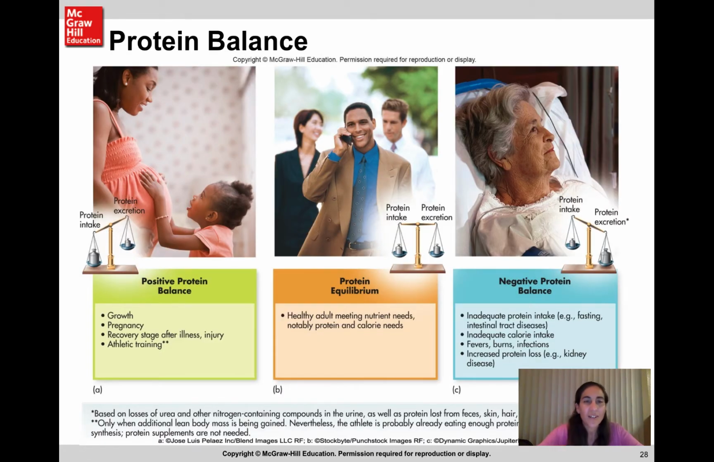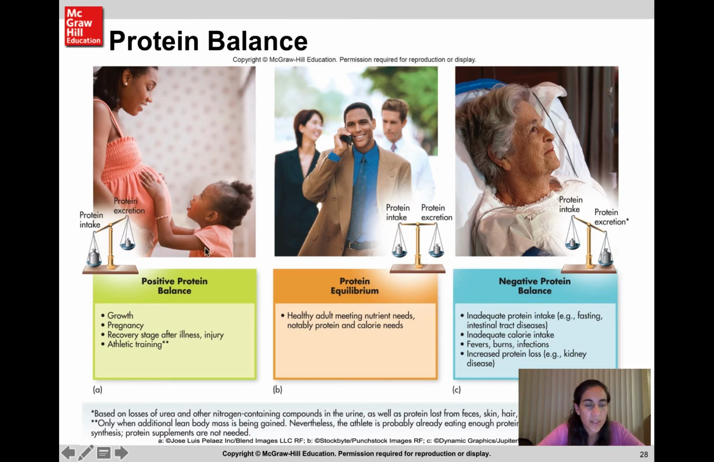Okay, so we'll now talk about protein balance. There are populations or life stages involved in what's called a positive protein balance, a protein equilibrium state, or a negative protein balance. Positive protein balance is associated with periods of growth, so not just periods where you're building muscle, but you're growing and building overall tissue, not just muscle.